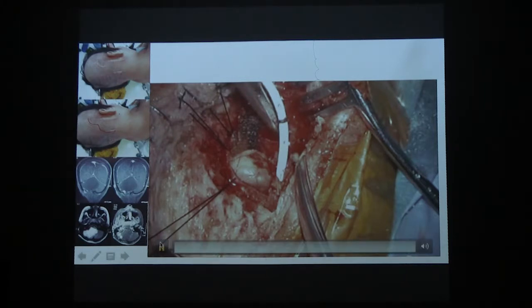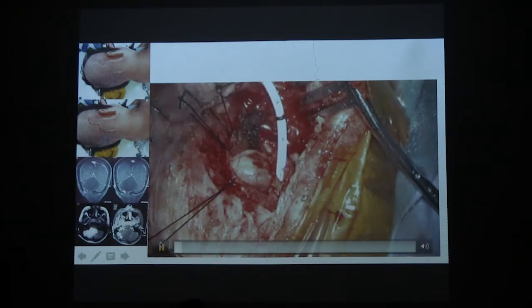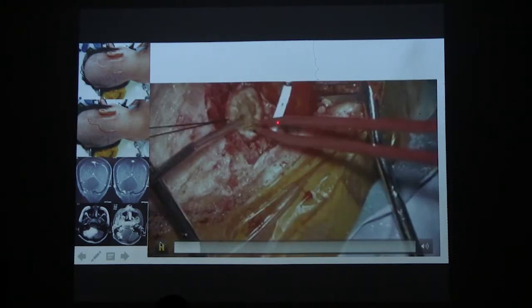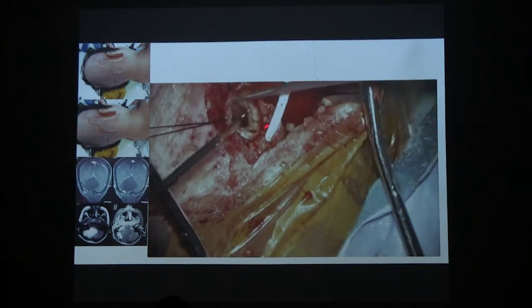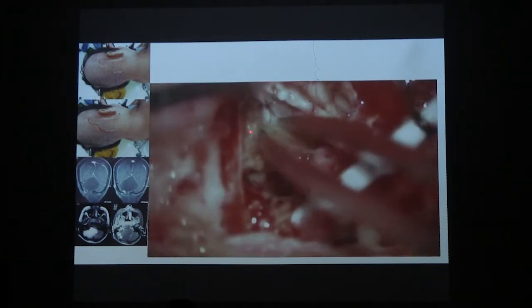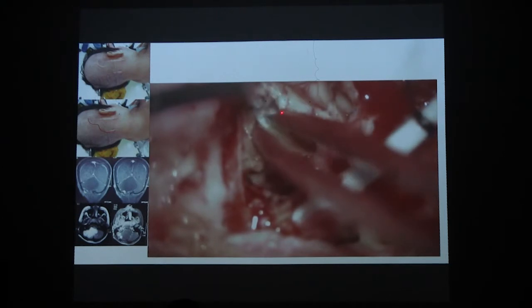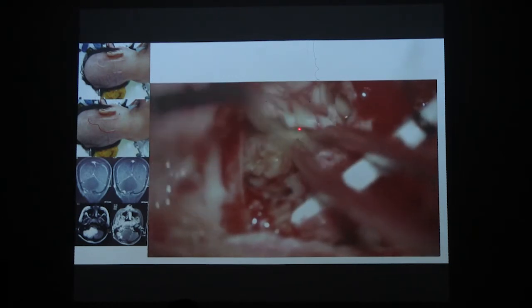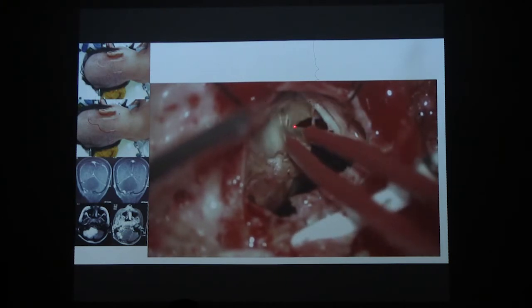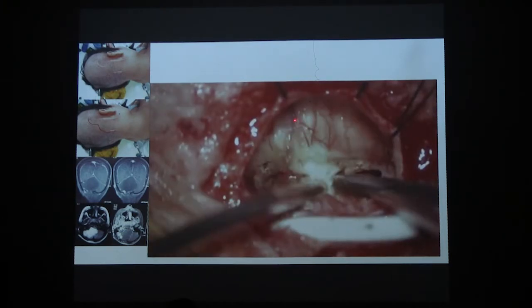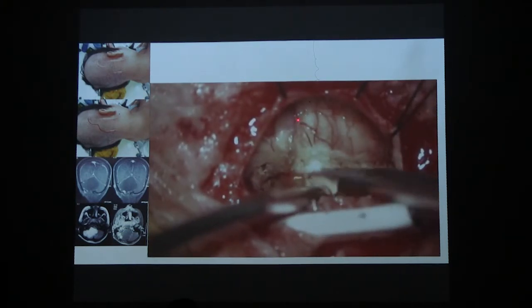So this is during surgery. We intentionally do not remove the shunts, just leave them there as a marker for us. So we go inside the cyst and then we can find the tumor. So we gently remove it, use a scissor and do not pull anything.